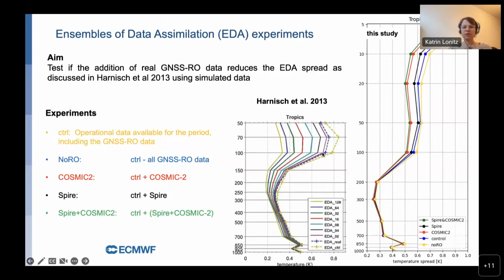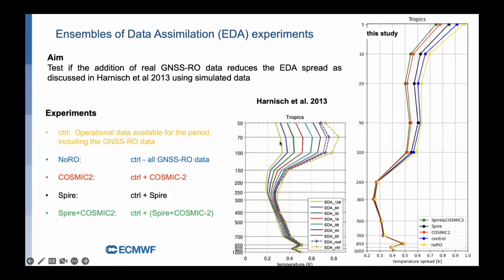And the different colors just relate to the different experiments he is running. And, as expected, the more data you add, the smaller the EDA spread becomes. And the biggest reduction happens in the stratosphere.